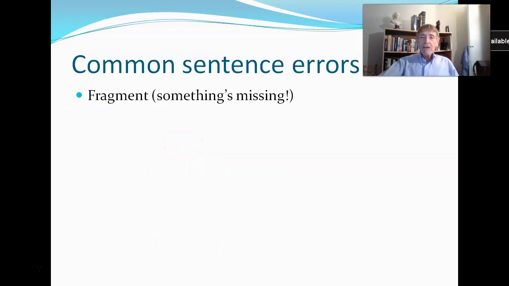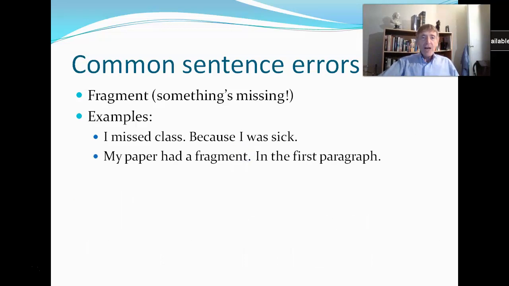Now, one error is a fragment, and that's on one extreme. Something's missing. In a fragment, it could be a subject, it could be a verb, or it could be the fact that the group of words has a subject and a verb but doesn't express a complete thought. So, I missed class, period, because I was sick. In that example, because I was sick is a fragment because it does not express a complete thought. So, if you dress up a dependent clause with a capital letter at the beginning and a period at the end, it's called a fragment.